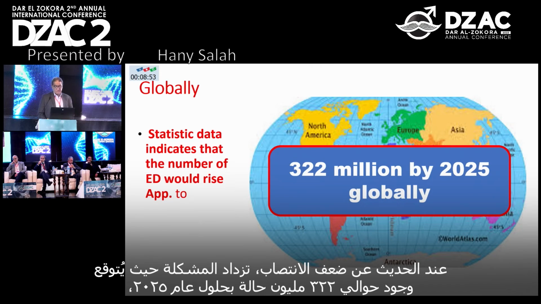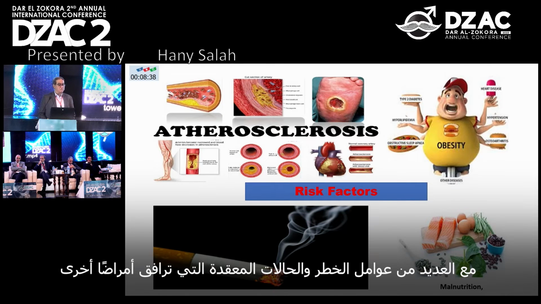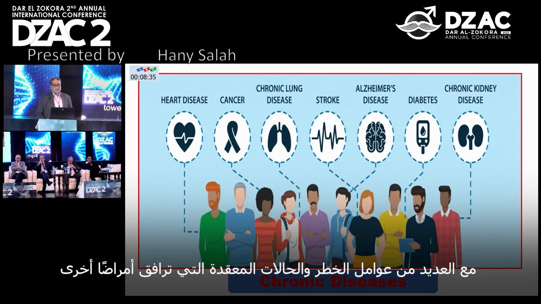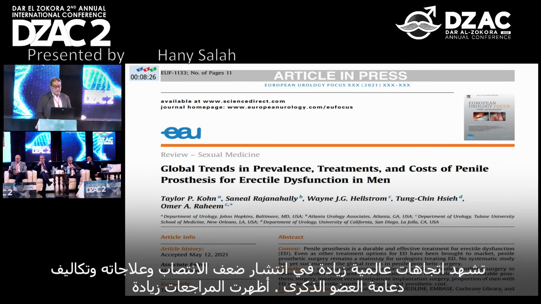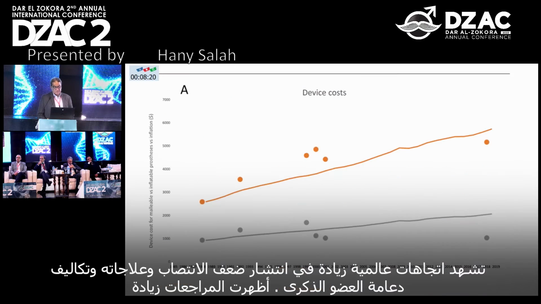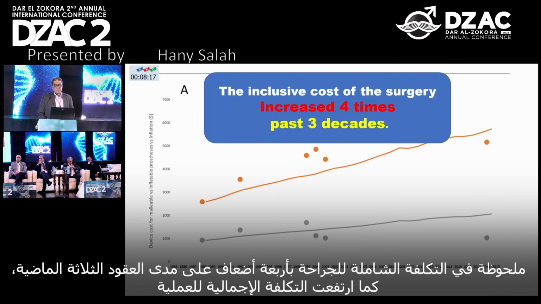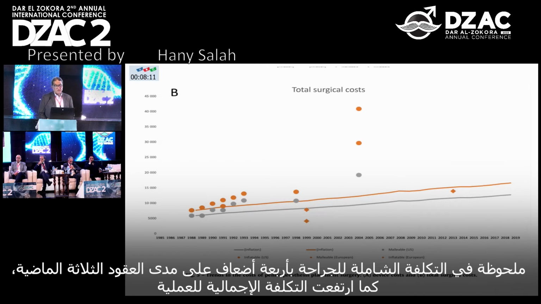When we come to erectile dysfunction, the problem is increasing, with nearly 322 million expected to be affected by 2025, with a lot of risk factors and complex cases that are present with other diseases. Regarding global trends in the prevalence, treatment and cost of benign prostatic surgery, I found a well-reviewed literature. The inclusive cost of the surgery increased 4 times in the past 3 decades, and the total surgical cost also.